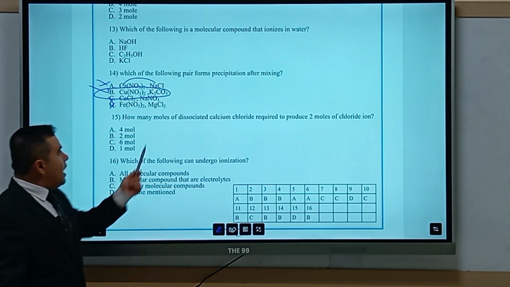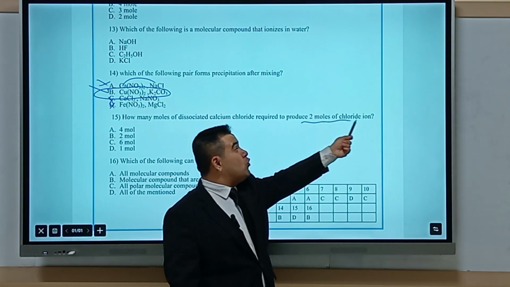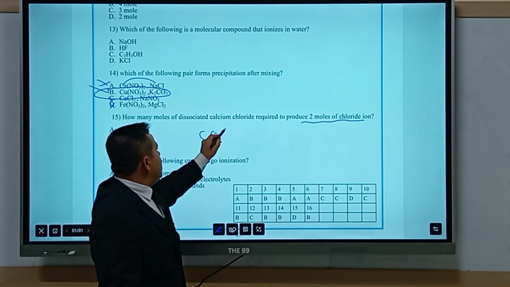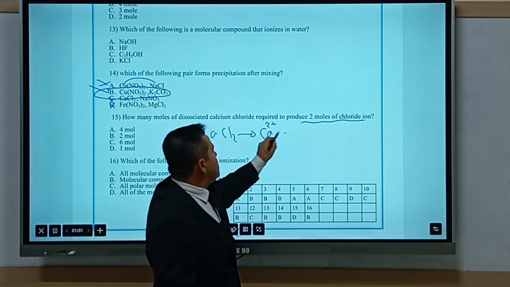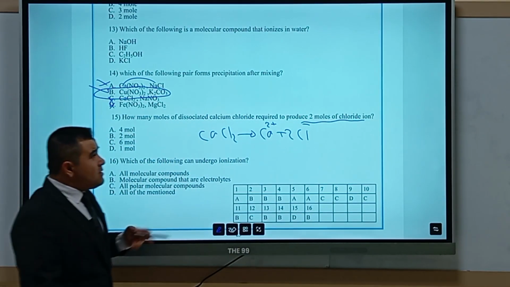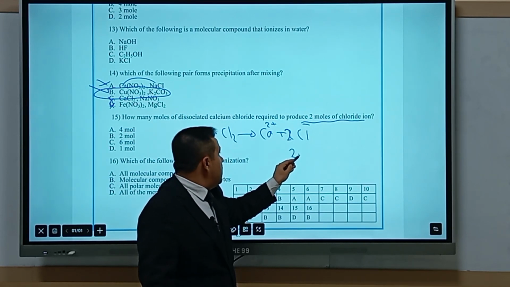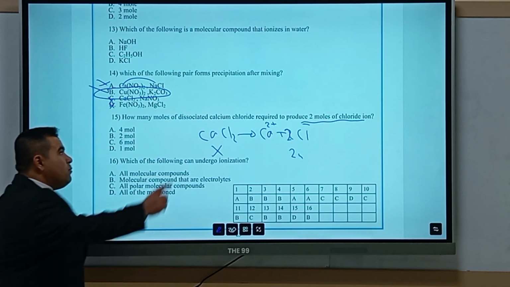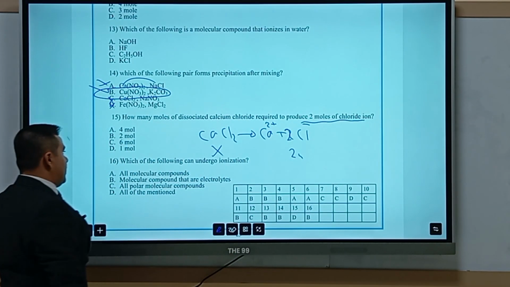How many moles of dissociated calcium chloride are required to produce 2 moles of chloride ion? So calcium chloride, CaCl2, will produce Ca2+ plus 2 Cl-. It says 2 moles of chloride. If 2 moles of chloride will be formed, what will be the moles of CaCl2? Of course, 1 mole of CaCl2 must dissociate to form 2 moles of chloride.